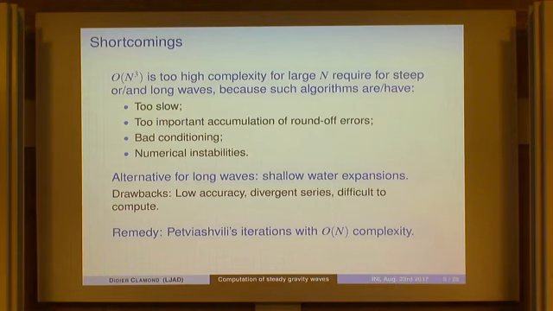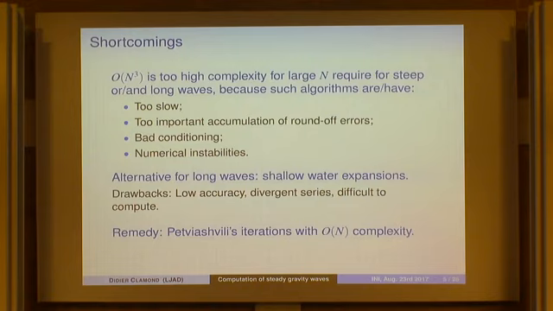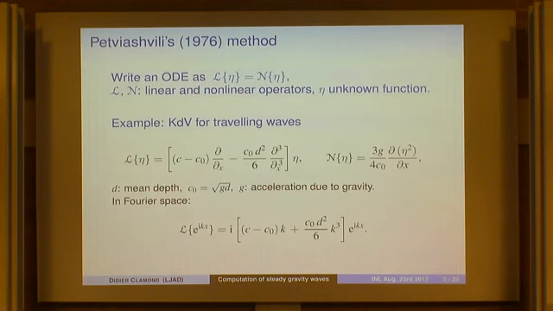So an alternative is to use Petviashvili iteration, which has order n complexity. So it grows linearly with the number of unknowns. So it's a big improvement compared to n squared. So just a brief summary of the Petviashvili method.